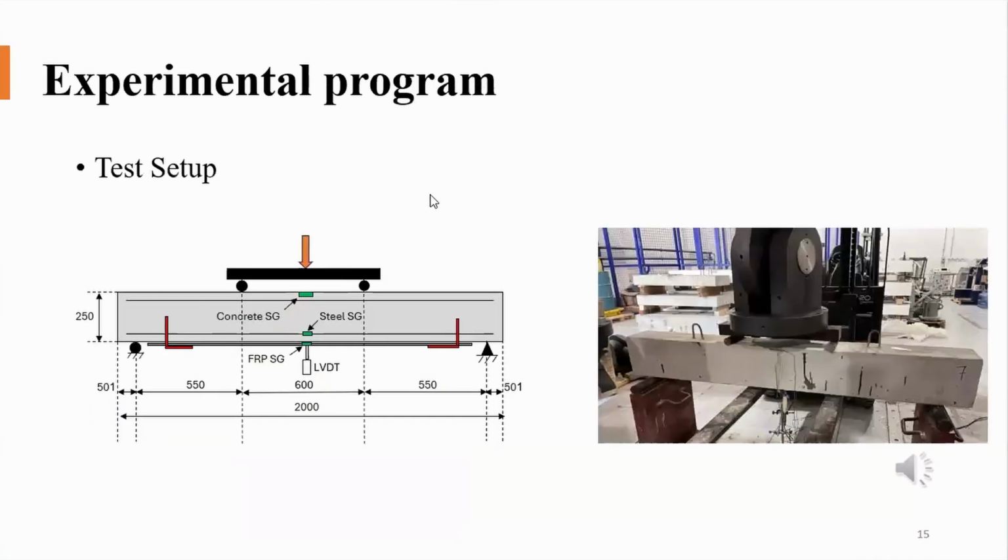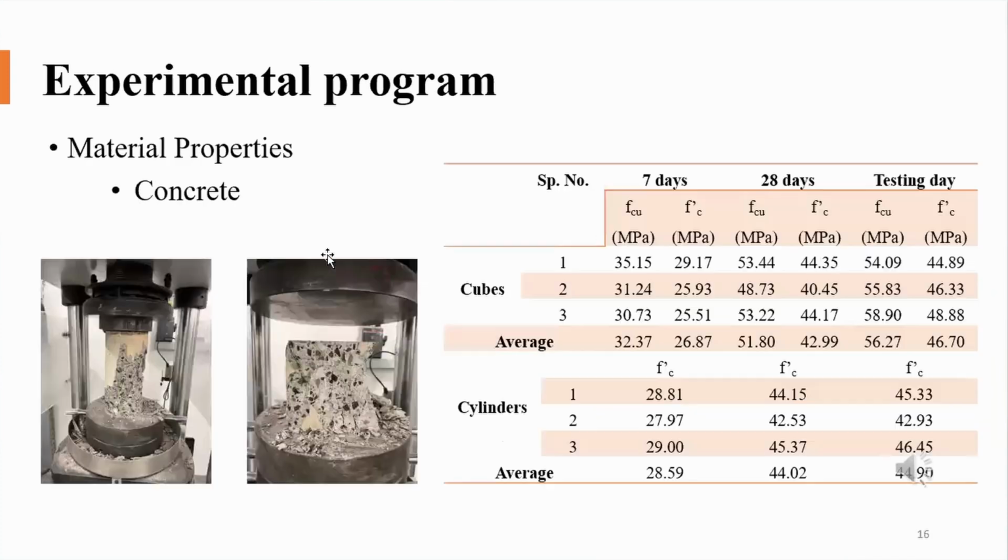The test setup: all beams were tested under a 4-point bending test in a universal testing machine. They were simply supported, and an LVDT was mounted at the midspan to measure the deflections. Also, FRP strain gauges were mounted on the FRP sheets at the middle, where the stresses are the maximum, to monitor the strains in the FRP sheet.